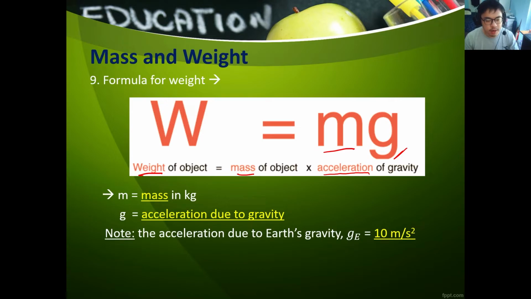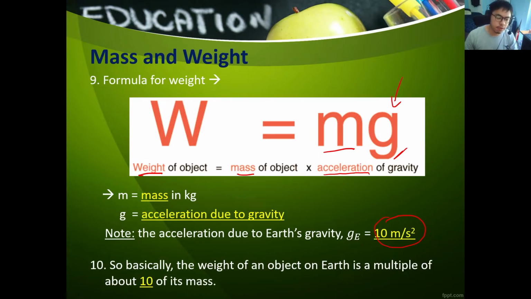Now, something very important to note and very important for you to remember: the acceleration due to gravity on Earth, on this planet here, is 10 meters per second squared. So whenever you do a calculation and the question tells you that the object is on Earth, g, this quantity in this formula, is always 10.